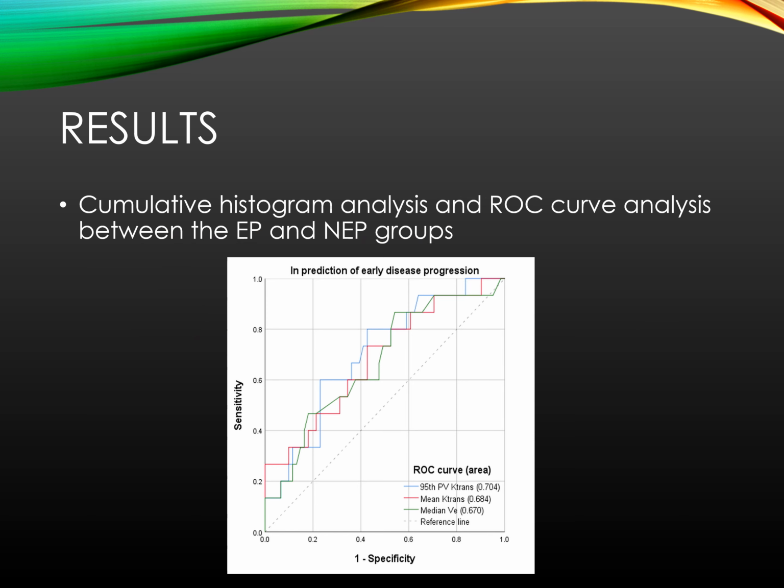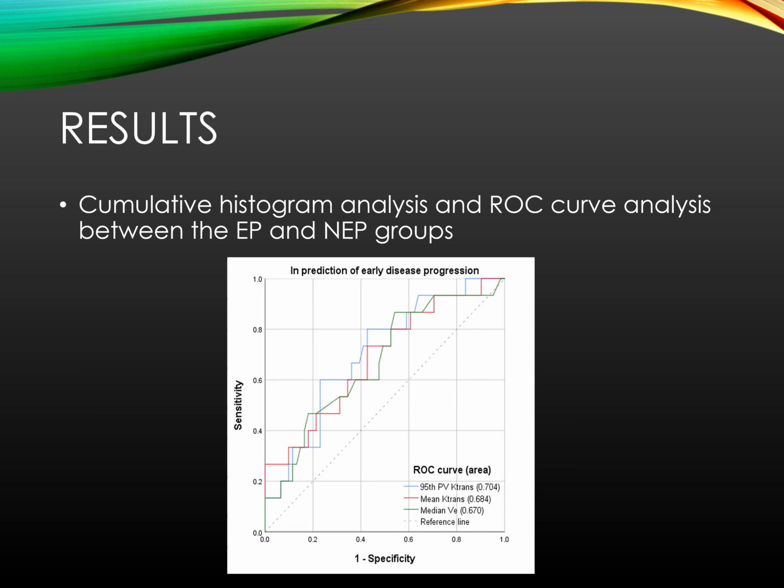As a result of analyzing the cumulative histogram of K-trans, the 95th PV K-trans revealed the highest AUC in early progression prediction, with AUC of 0.704, p-value 0.005. In contrast, there were no statistically significant percentile values for identification of early progression in cumulative histogram of VE, VP of DCE-MRI, and NCBV of DSC-MRI.